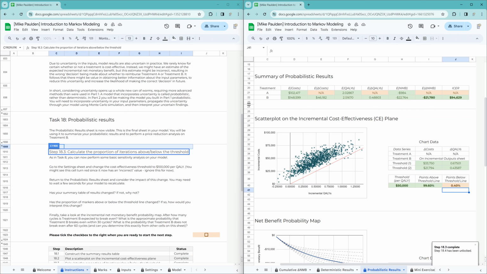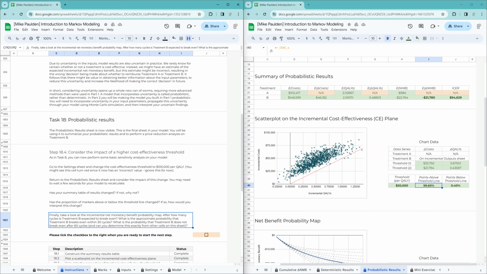Okay, yeah, it's happy with that. So at a $50,000 per QALY threshold, almost all of these points are above the threshold line, and it's very unlikely that treatment B is cost effective. Okay, there are a few questions here.